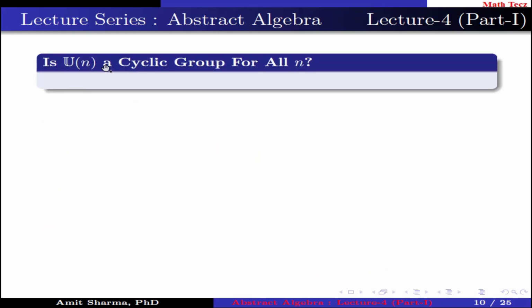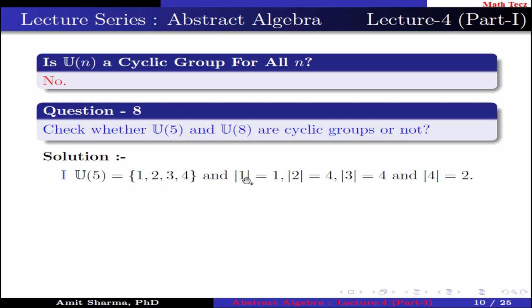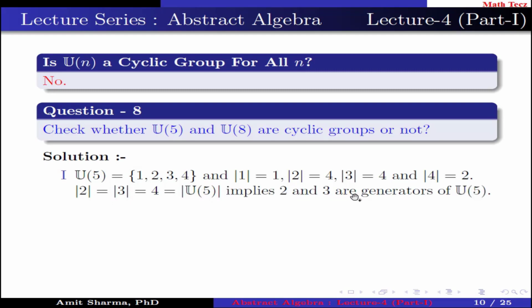Next, is Un a cyclic group for all n? Answer is no. Question number 8. Check whether U5 and U8 are cyclic groups or not. U5 contains the elements 1, 2, 3 and 4. Order of 1 is 1, order of 2 is 4, order of 3 is 4 and order of 4 is 2. Now order of 2 equal to order of 3 equal to 4, which is equal to order of U5, implies 2 and 3 are generators of U5, implies U5 is a cyclic group.